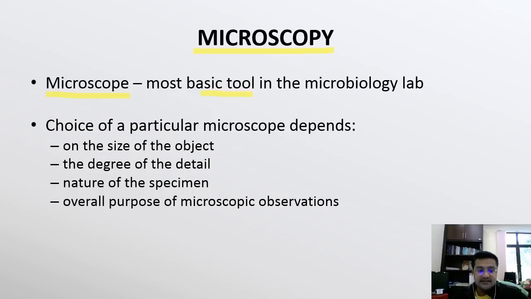So the first factor is the size of the object. Whether you want to see a micro-sized bacteria or a nano-sized virus. For micro size, we use one microscope. For the nano size, we have a different range of microscope. And then the degree of detail you want to obtain. Whether you want to see just the surface, you have a different microscope. Whether you want to observe the internal structure, we can use another microscope.